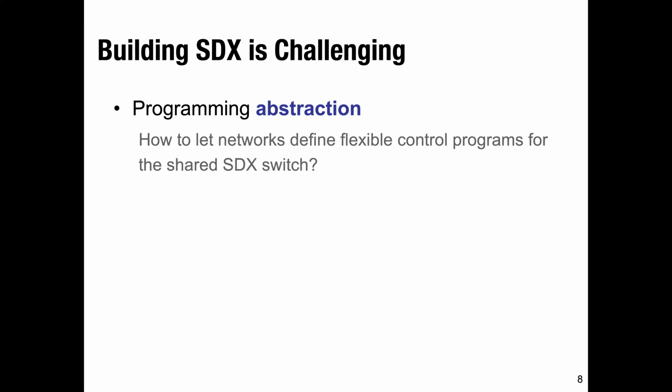So one is about the programming abstraction: how will you let networks define these flexible control programs, given that this exchange or this switch that we are programming is shared, right? There are different domains, each of them with a different set of goals. So how will you make sure that they're not stepping on each other's toes, right? That's something important from the programming abstraction standpoint: how do you isolate the behavior of individual participants at the exchange point, given that physically they're still using the same switch, right?